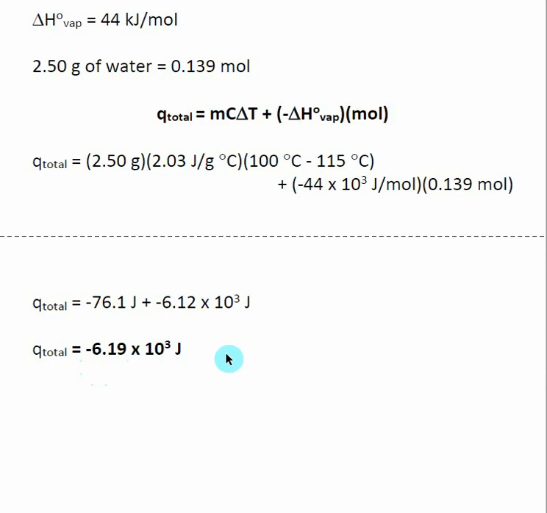As always, I take a second and I ask, does this answer make sense? Yes, so if we're going to take steam and cool it down into liquid water, that's an exothermic process, so I need to be pulling heat away from it. And so that means the sign on my Q total makes sense. If it's exothermic, I want a negative sign there.